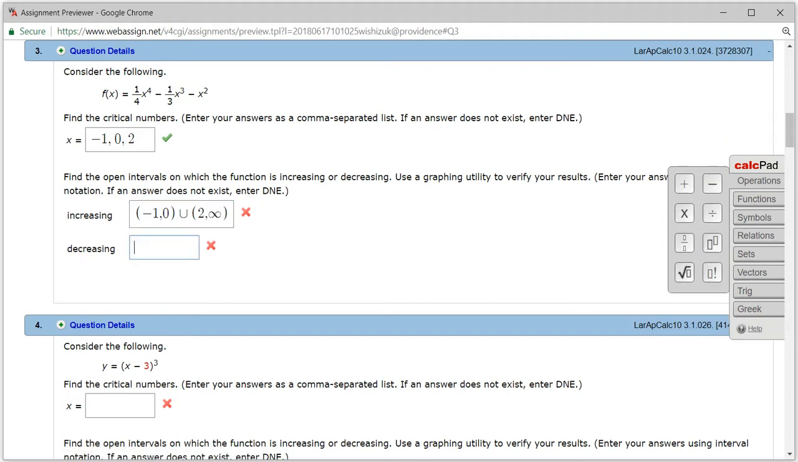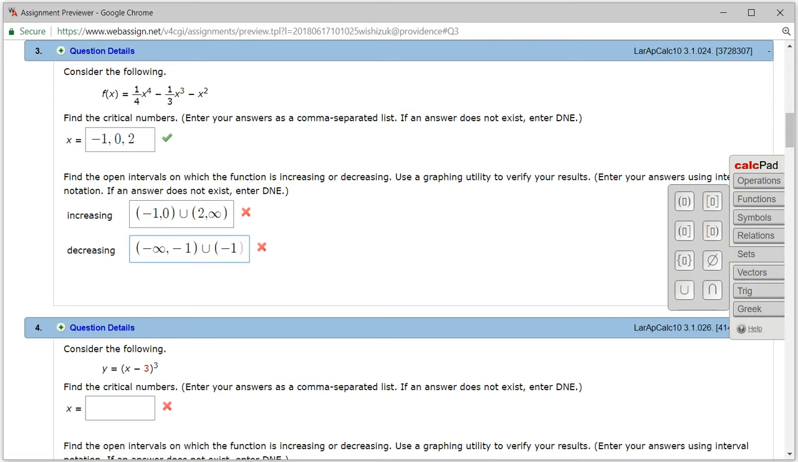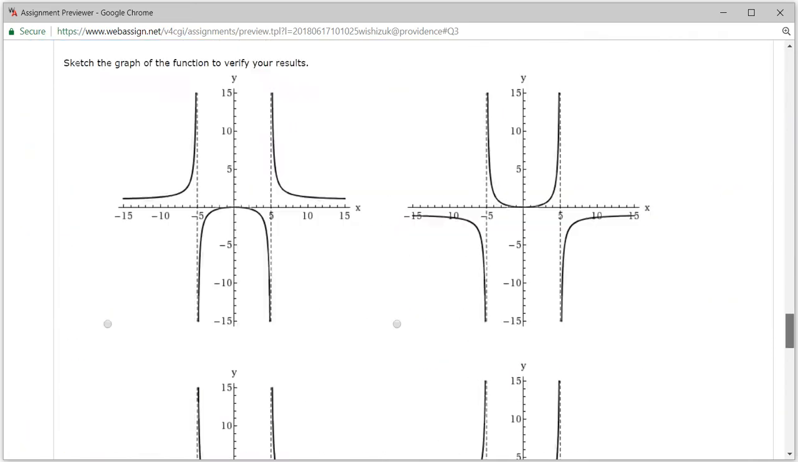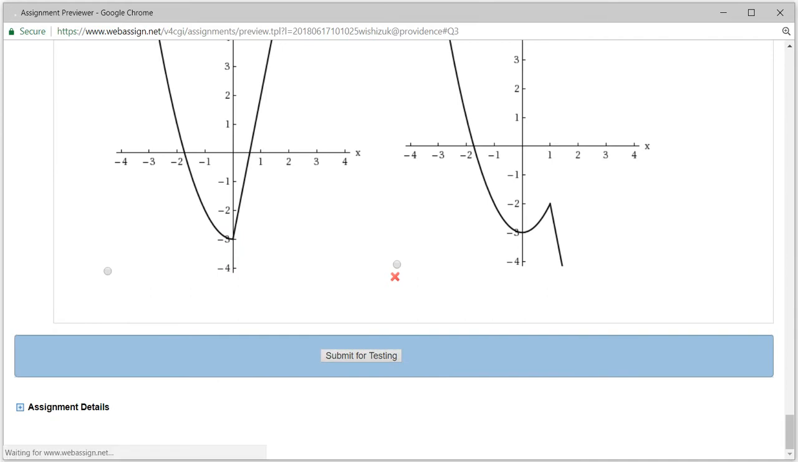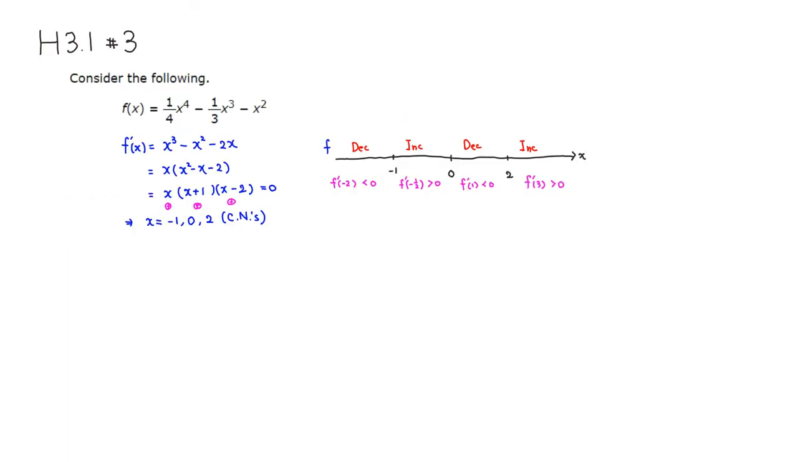And the rest is decreasing, so it's going to be negative infinity to negative 1, and union negative 1, 0 to 2. Let's check the answer. Submit for testing. It came back and looks like we got this one correctly. That's it. I hope that this was clear.